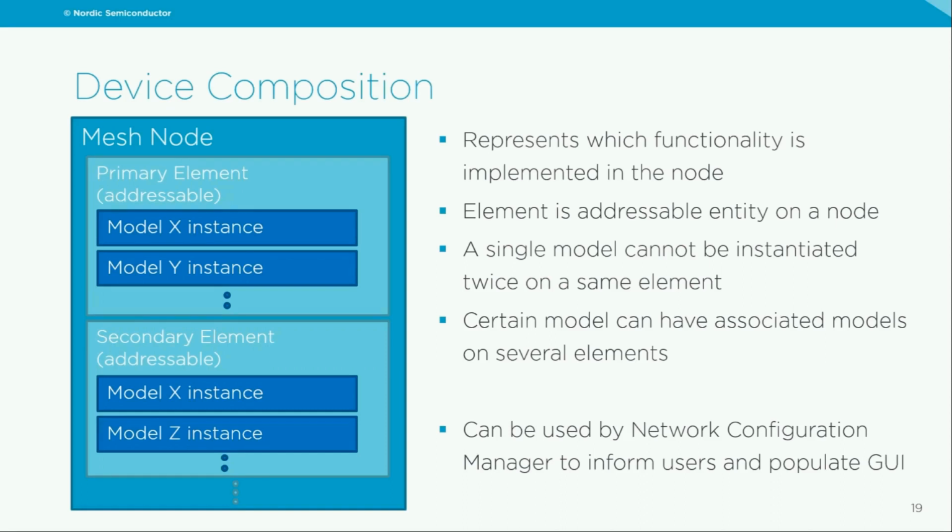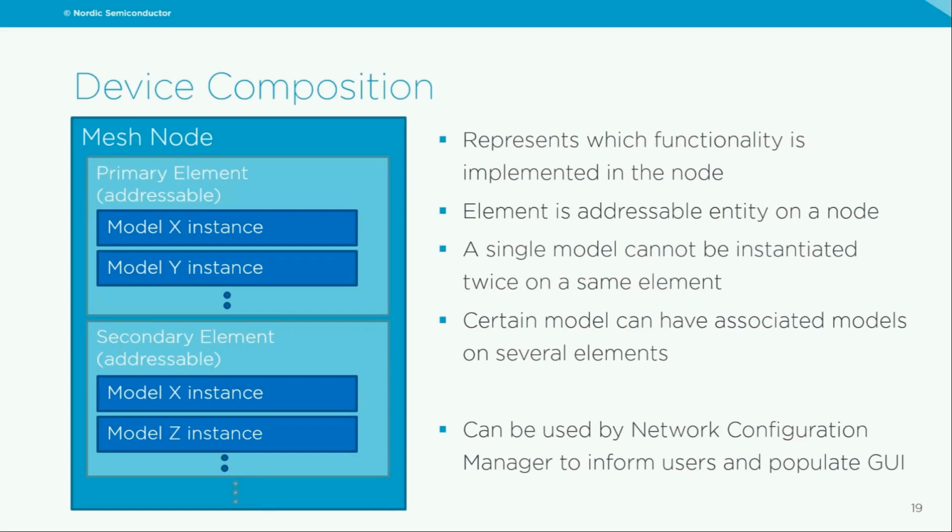An element is the addressable entity on a node. A single element on a node can contain one or more model instances. However, a single model cannot be instantiated twice on the same element. Certain models can have associated models on several elements. This can be used by the Network Configuration Manager to inform users about what the device does, and it can also help in populating the GUI elements.